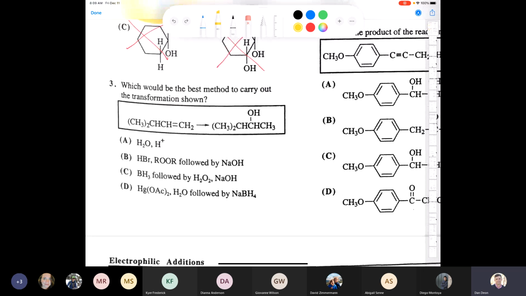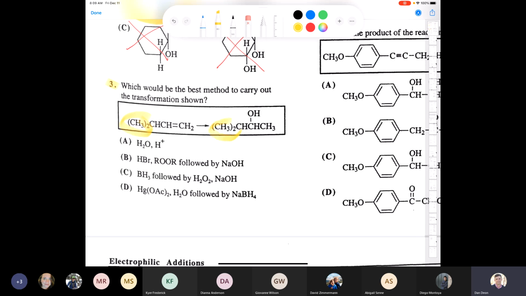Number 3 is one where you'd probably need to get your scratch paper out. It says, which would be the best method to carry out the following transformation? So we have a little bit of a condensed structure here. We have the two methyl groups on that methine, and then we have a double bond. And what we're doing here is a Markovnikov addition, aren't we?